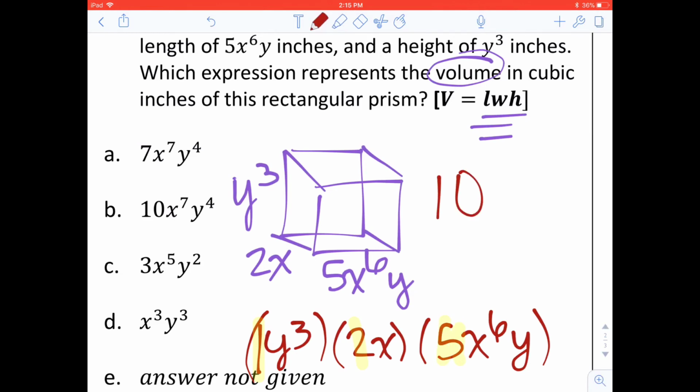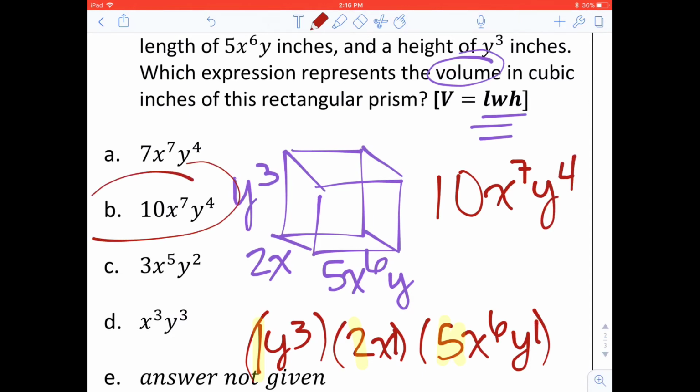Well, I already know my answer is B. But let's take it a step further. Let's multiply our x's because we want to go in alpha order. X to the first times x to the sixth, x to the seventh, y to the third times y to the first. It's going to be y to the fourth, and you can see here our answer is B.